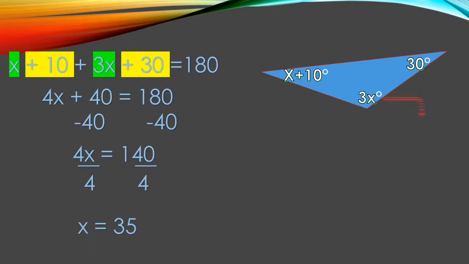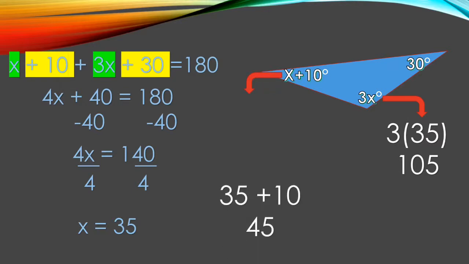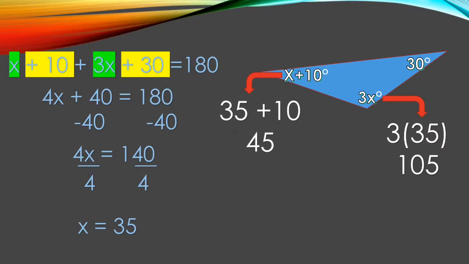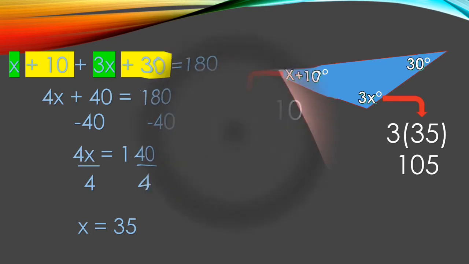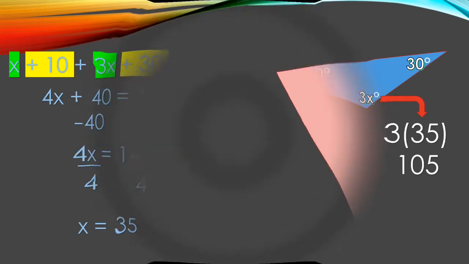Now this isn't really an answer except to what x is. So now we're going to sub it back in. 3x, where x is 35, is 3 times 35, that's 105. Where x plus 10 is, we're going to substitute in 35 in the place of x, and 35 plus 10 is 45. And all three of those angles must equal 180 degrees together.